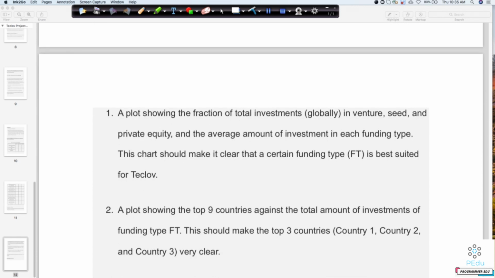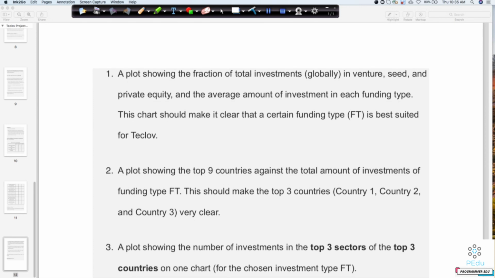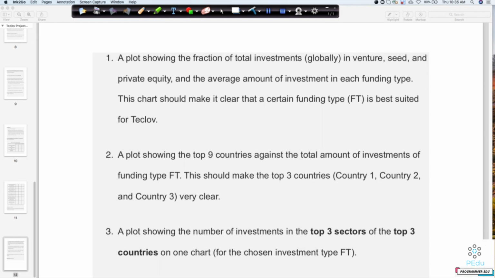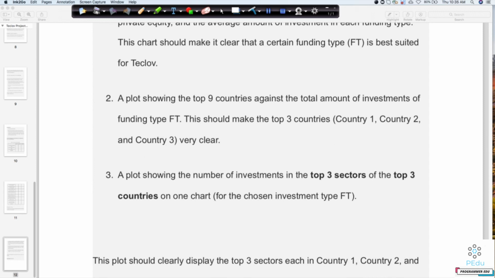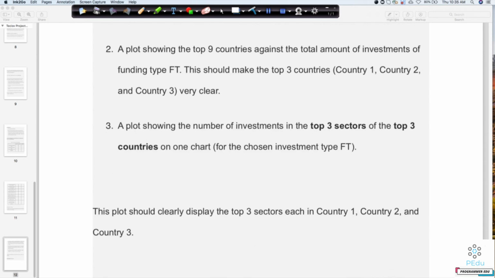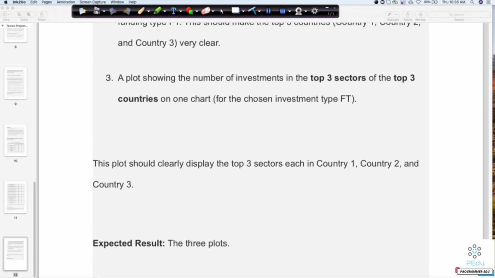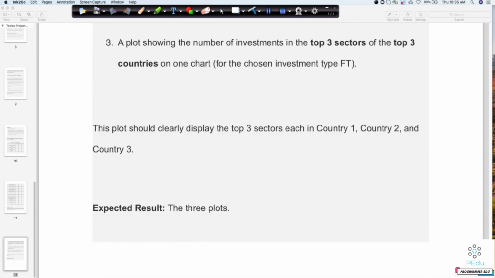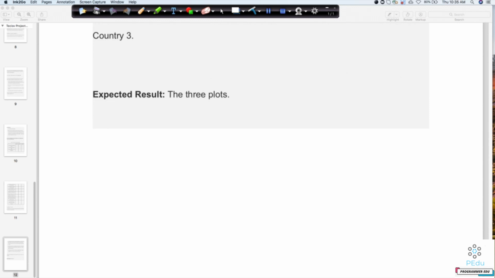So a plot showing the fraction of total investment globally in venture, seed and equity, private equity, and the average amount of investment in each funding type. This chart should make it clear that a certain funding type is best suitable for Teclov. Second is a plot showing the top 9 countries against the total amount of investment for the funding type. This should make the top 3 countries very clear. Third, a plot showing the number of investments in the top 3 sectors of the 3 top countries, and this is what you have to do. So the expected result is going to be 3 plots.